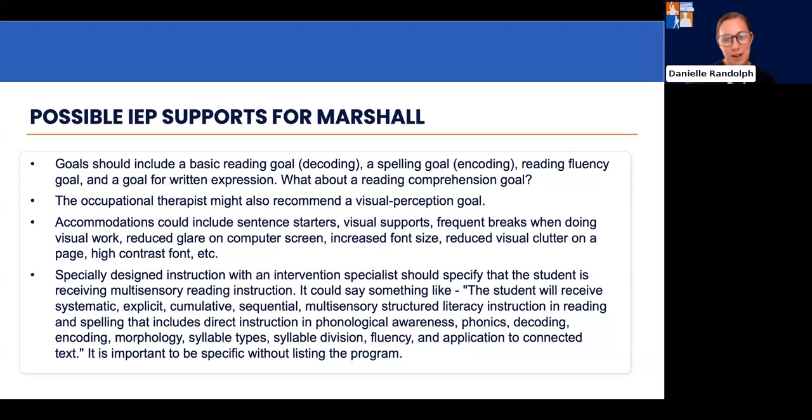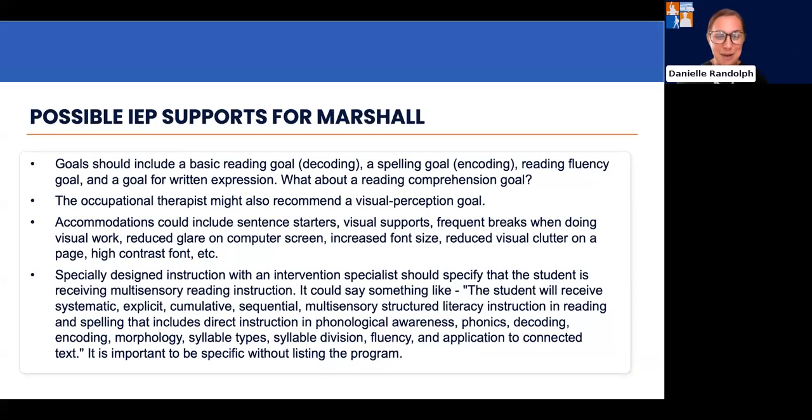We don't always write a reading comprehension goal because it doesn't make sense, honestly, to have a goal to comprehend what we're reading when we can't read. So sometimes we'll have them put in the IEP that the student qualifies for a reading comprehension goal, but the team is agreeing at this point in time, we're going to work on the basic reading first. That way it's noted in there. So next year, maybe he'll do really well with decoding and we can add that reading comprehension goal back in there. The occupational therapist might recommend a visual perception goal.